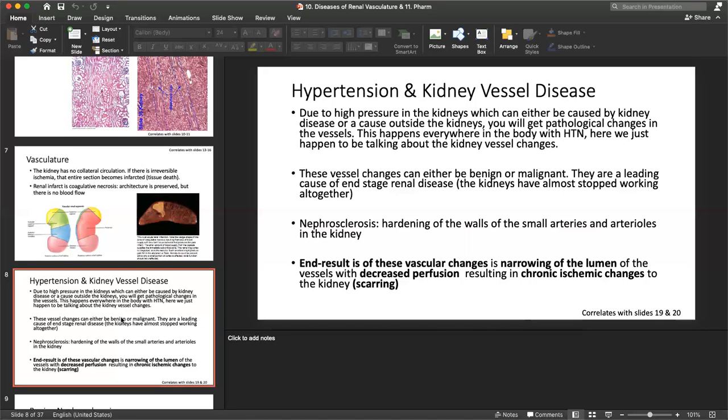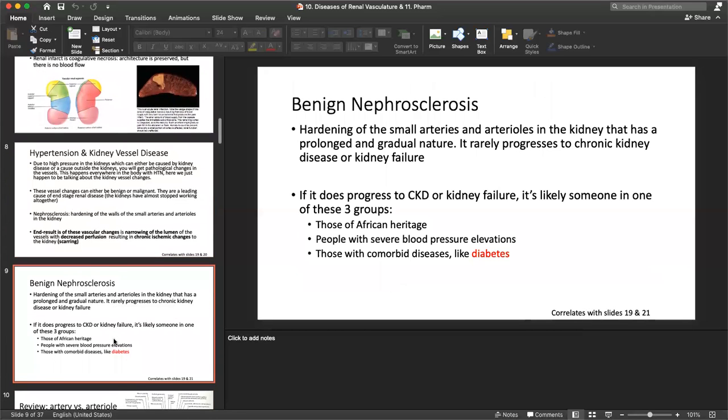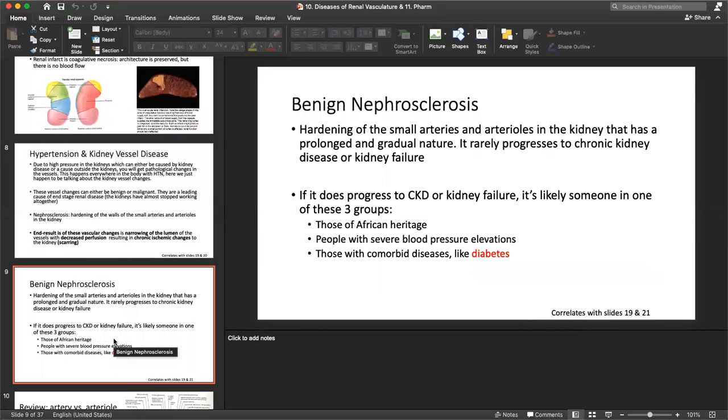Nephrosclerosis is like the atherosclerosis that you've talked about. It's hardening of the walls of the small arteries and arterioles. So basically the lumen is going to be narrowed and there's not going to be a lot of blood getting there, and there's going to be chronic ischemia, which will scar the kidney. Benign nephrosclerosis is hardening of the small arteries and arterioles that has prolonged and gradually gotten worse. It's not going to necessarily progress to chronic kidney disease or kidney failure. If it does, it's going to be somebody of African heritage, somebody that has really bad high blood pressure, or somebody that has diabetes.